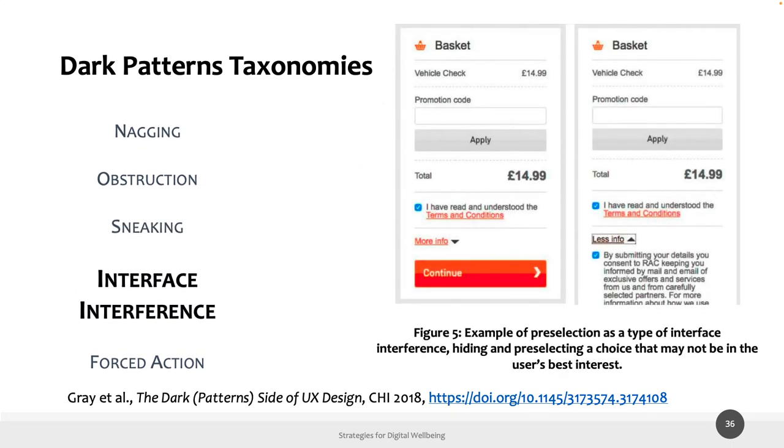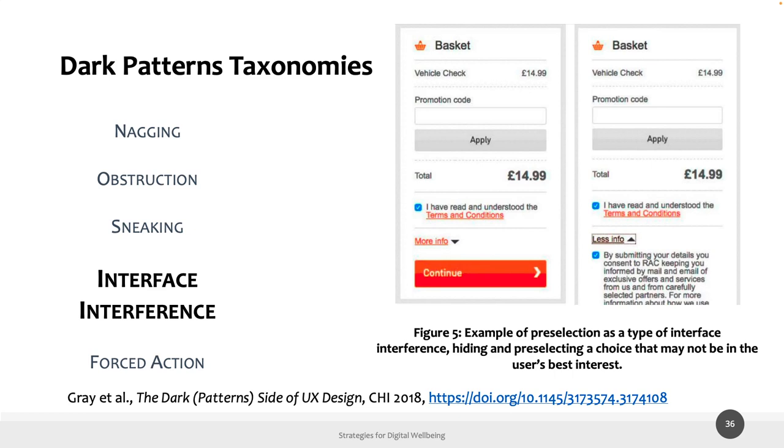Interface interference. And this pattern is related to any manipulation of the user interface that favors some actions over others. So it's a sort of confusion for the user. And this kind of pattern includes many different sub-patterns like hidden information, pre-selection, so items that are pre-selected by default, and so on. And here is an example of pre-selection as a type of interface interference.